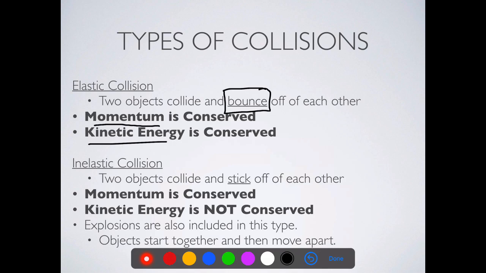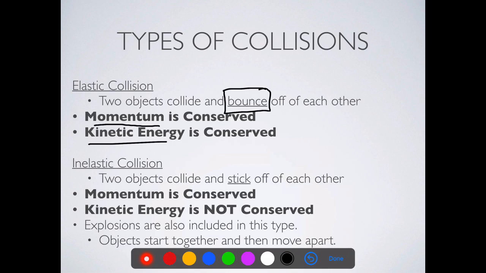Purely, perfectly elastic collisions rarely exist in the real world because when two things collide, they're going to stick together for an infinitely small amount of time. Inelastic collisions are when two objects collide and stick together. It says stick off of each other. It's supposed to say stick together.